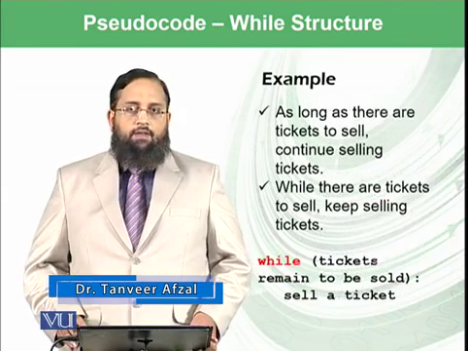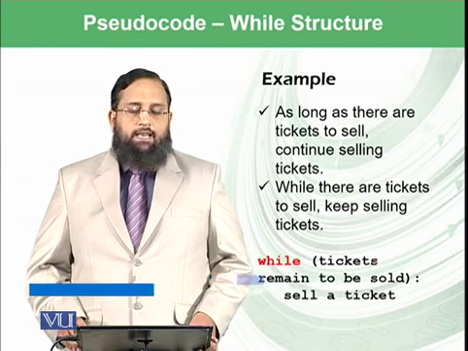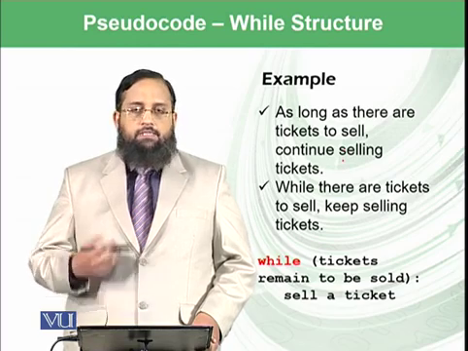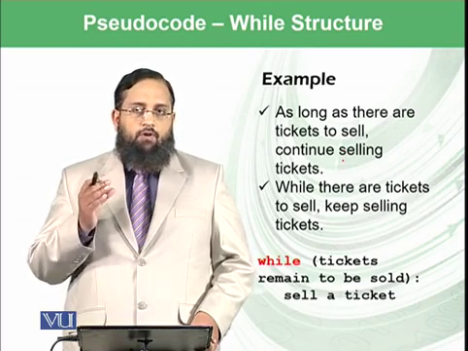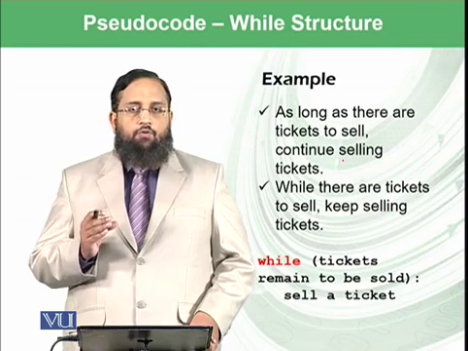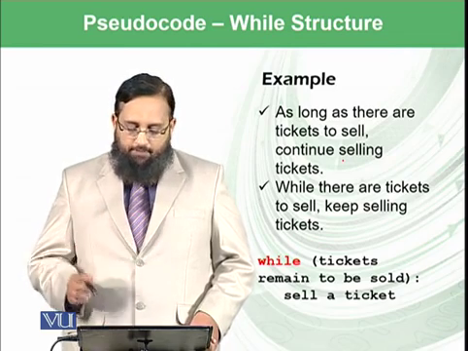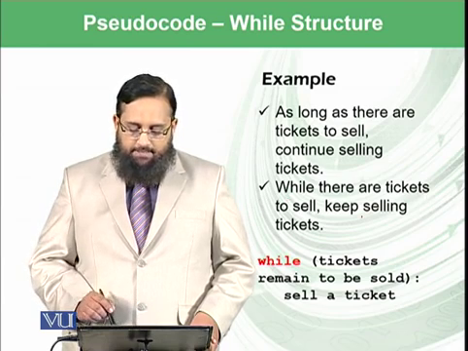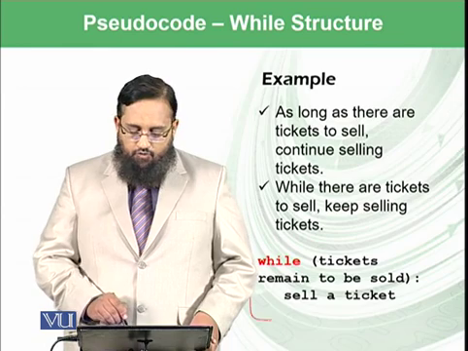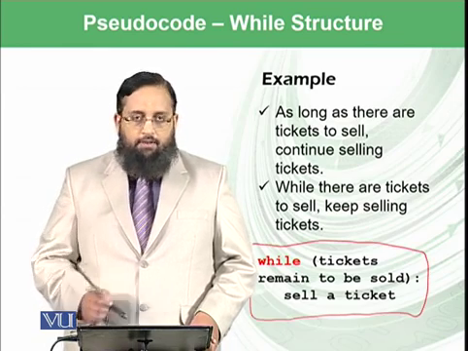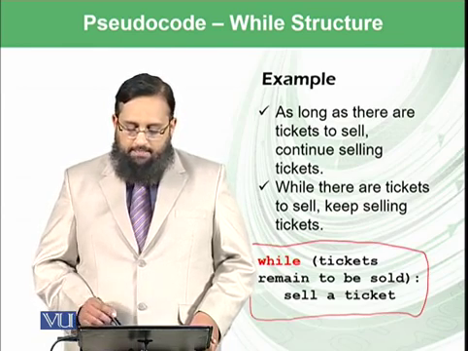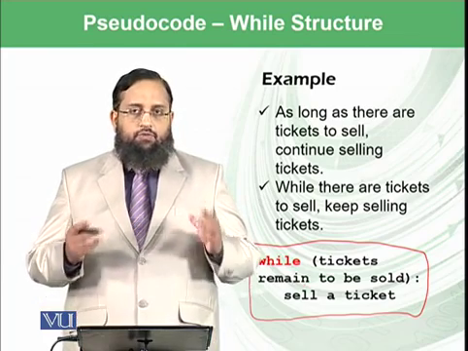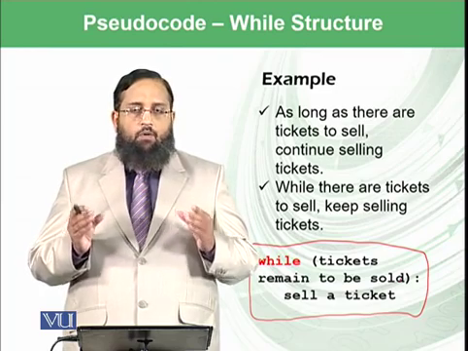To understand it using an example: as long as there are tickets to sell, continue selling tickets. If you want to represent such a statement, you can represent it using while. So you can also say, while there are tickets to sell, keep selling tickets. And this would be the pseudocode which we have written over here: while tickets remain to be sold, colon, sell a ticket. So this structure is a while structure.